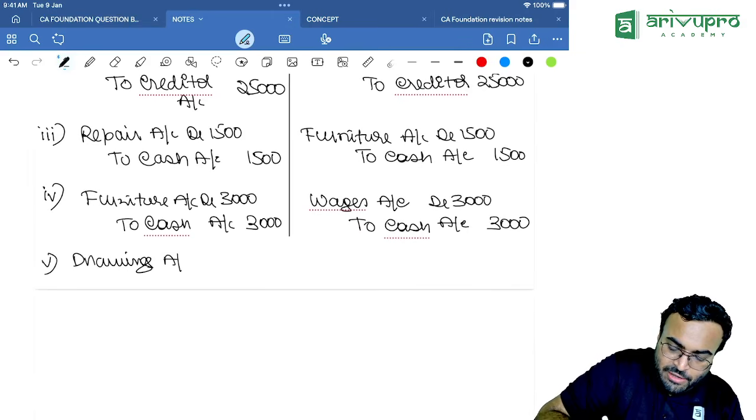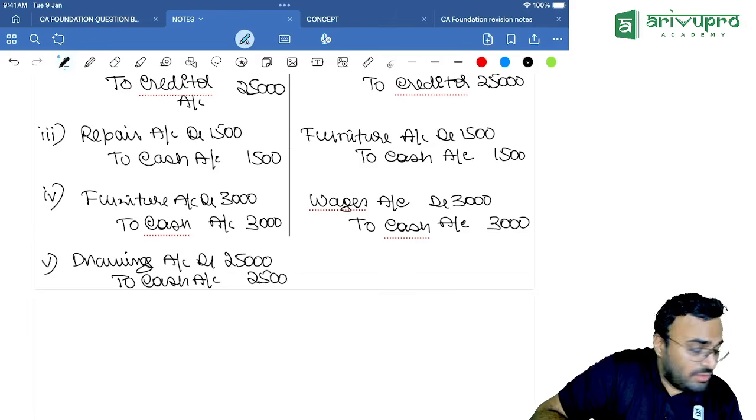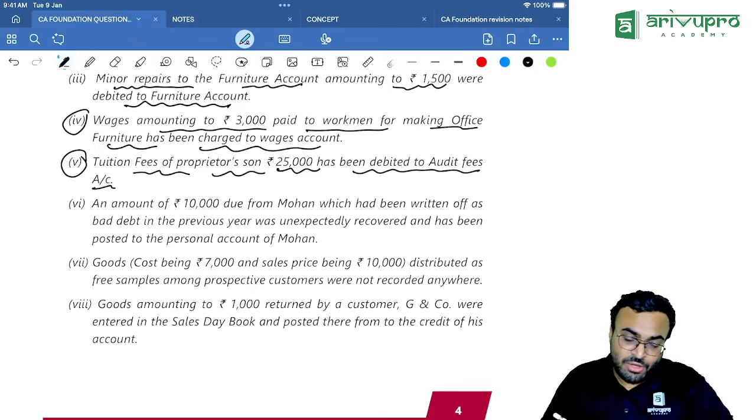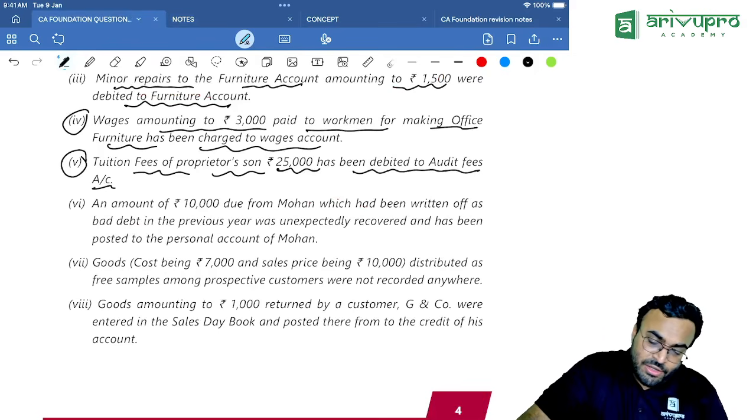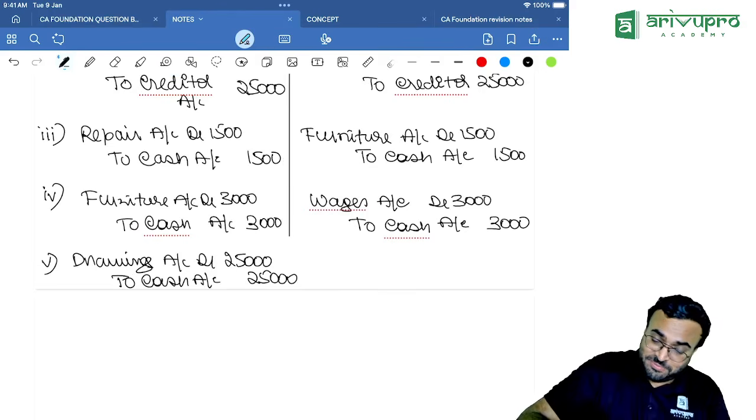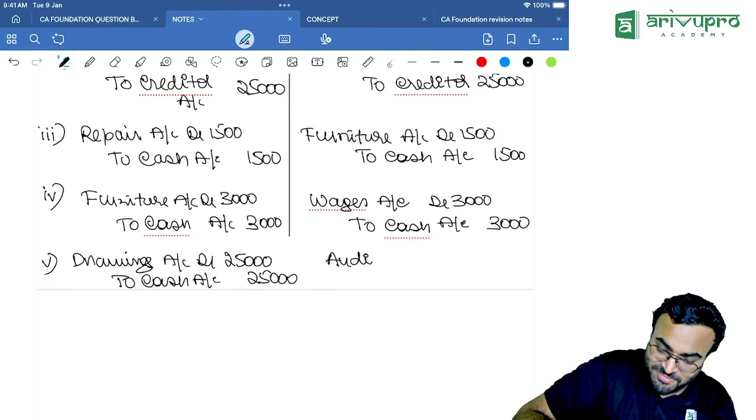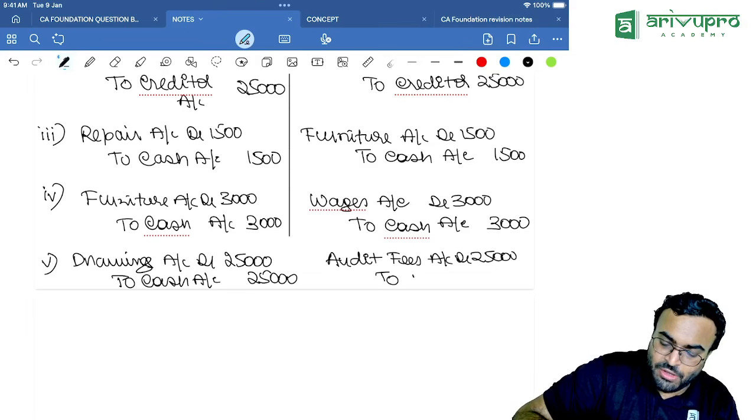Drawings account debited to cash account. How much is drawings? 25,000. What is the wrong entry now? They have charged it to what? Debited to audit fees. Audit fees account debited 25,000 to cash account.